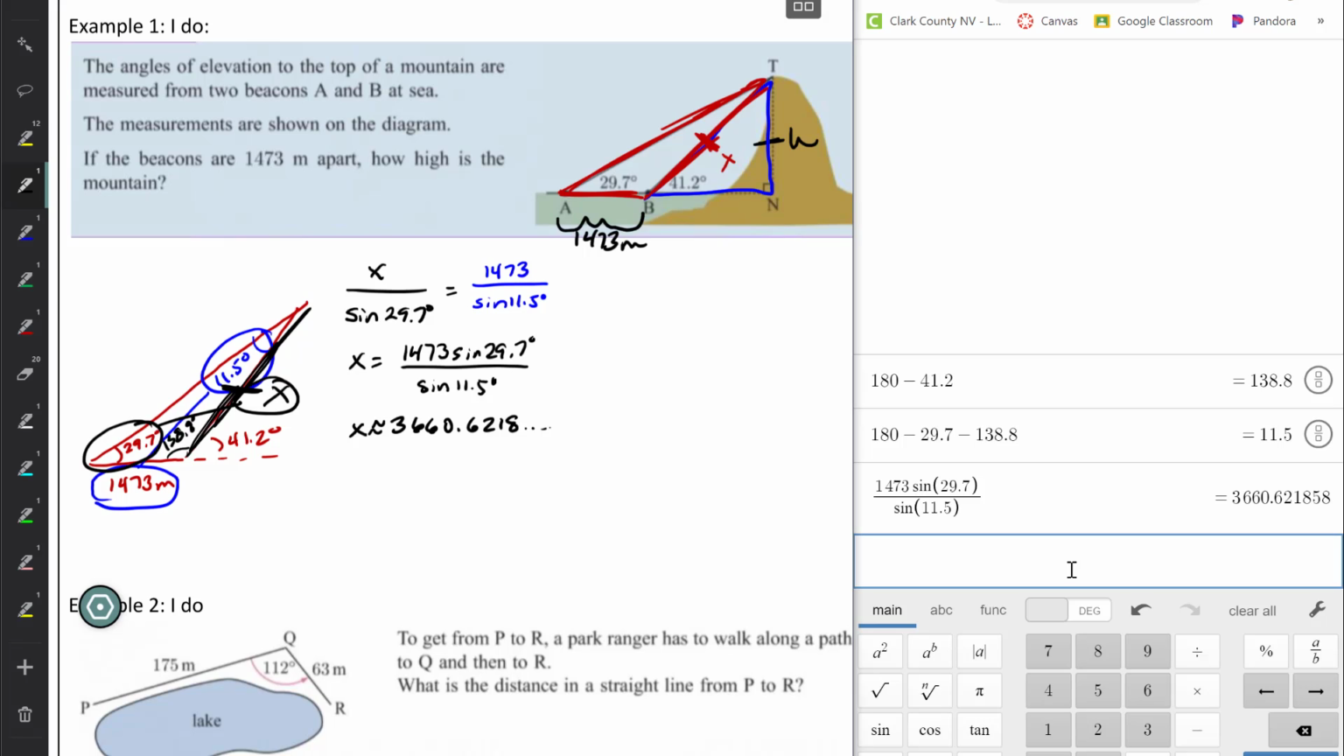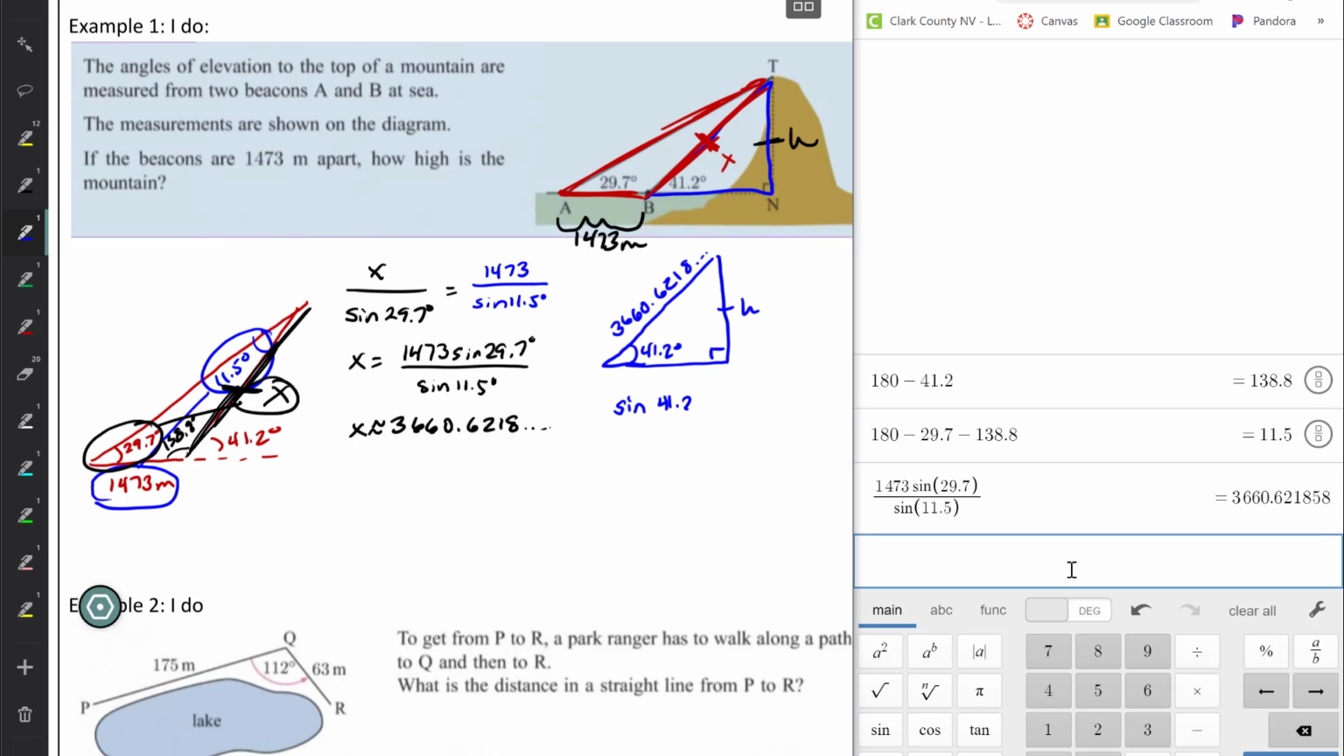If we know what side X is, let's look at this other triangle that we had in blue originally. Now we can see that we should be able to use just standard right triangle trig in order to answer this question. Because here we got 41.2 degrees. We know that this side is 3,660.6218 meters. And then we want to find side h. Side h, that's our opposite side. And then 3,660, that's our hypotenuse.